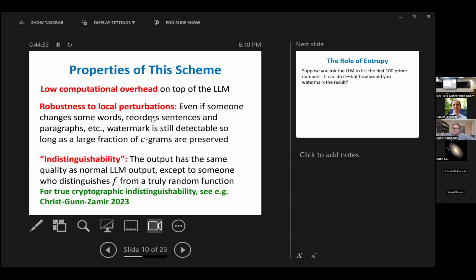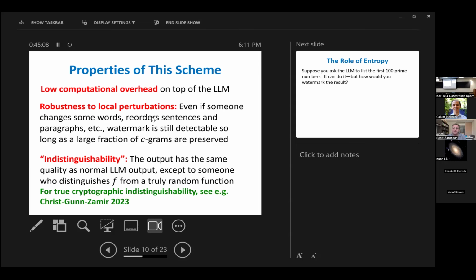And we also get a very nice property, which you could call robustness to local perturbations. As soon as you think about watermarking, immediately the question is, well, what if the student changes some words, or changes the order of some paragraphs or something like that? But as long as we maintain a large fraction of the C-grams, that is, the sequences of C consecutive tokens, then we're still going to have a detectable signal. So we do have that form of robustness here.